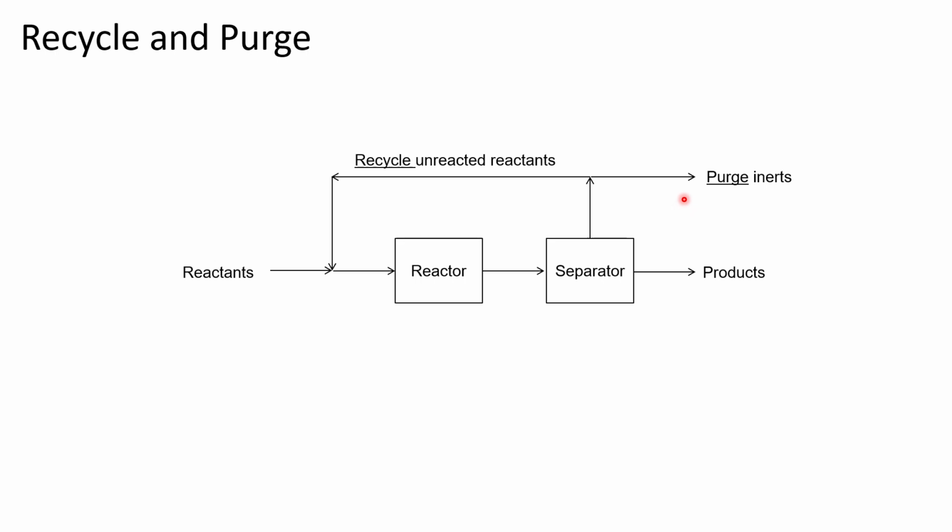Those inerts can either be purged from the recycle stream as shown here, or they could be removed from the product stream, which is not shown here. For the problems we're going to work in this lecture, there are no inerts in the feed, so we don't need to worry about purging the inerts, and this stream does not exist.